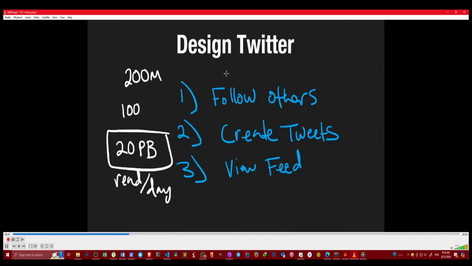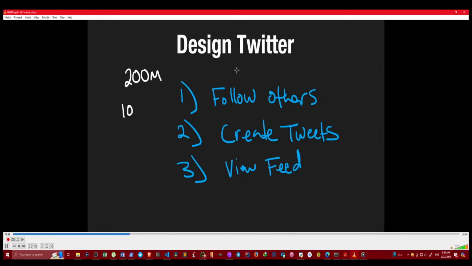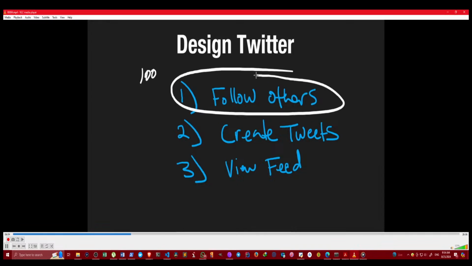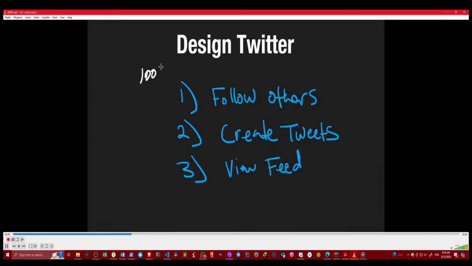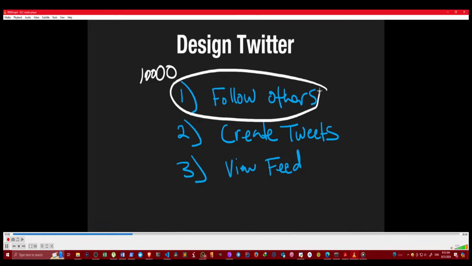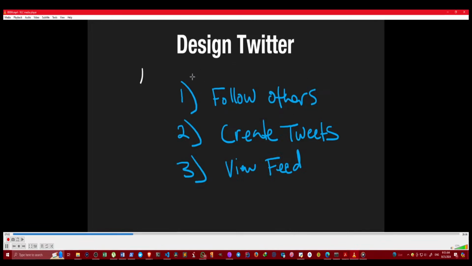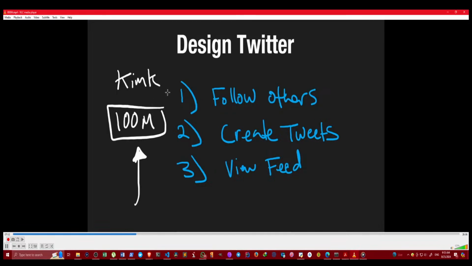And let's say that the average user follows about 100 people. So 100 follows per person, but of course there can be power users who have 1,000 or 10,000 people that they follow. But the more important consideration here is for a user, how many followers can they have? Someone like Kim Kardashian, I don't know if she's the most popular on Twitter, but I think it's at least over 100 million followers that they have.